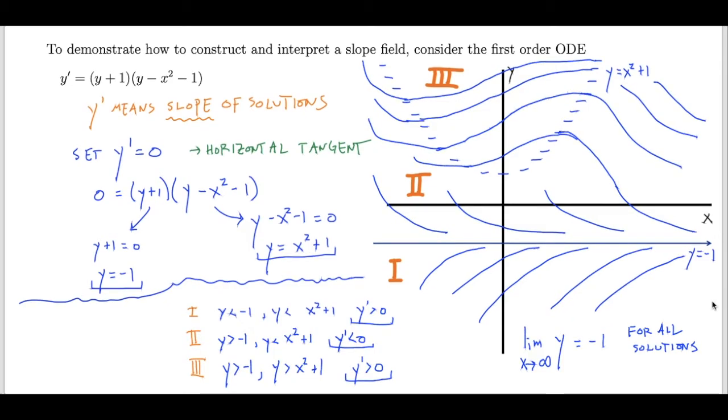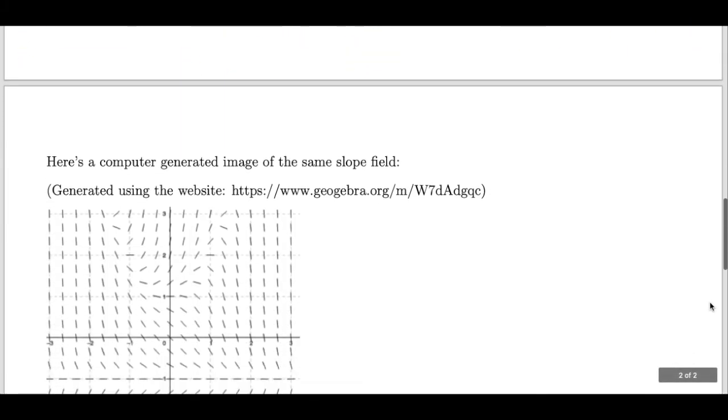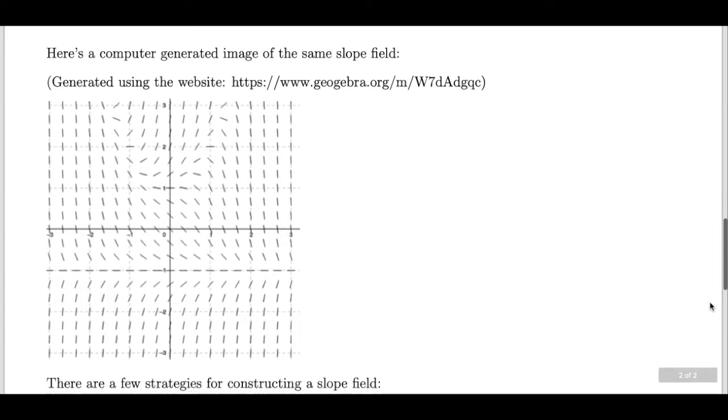If we scroll to the next page of the notes, we see a computer-generated version of the same slope field that we just sketched out. This computer-generated version is much neater than mine, but we see some of the same general properties. We see that all solutions will decrease and eventually approach y equals -1.